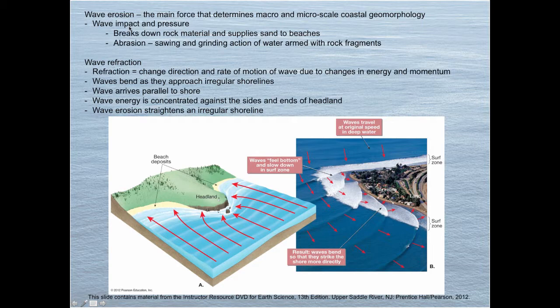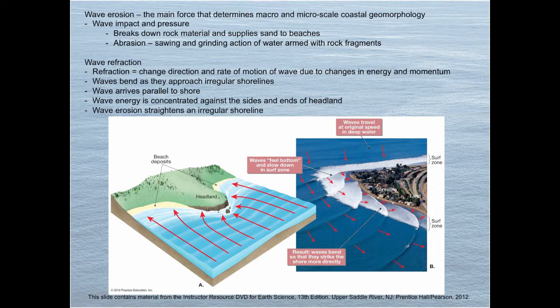Now, wave impact and pressure will break down rock material and, in general, supplies sand to beaches. But it also causes abrasion. That is the kind of smoothing and grinding action of water with rock fragments. That can cause a lot of erosional processes as well.